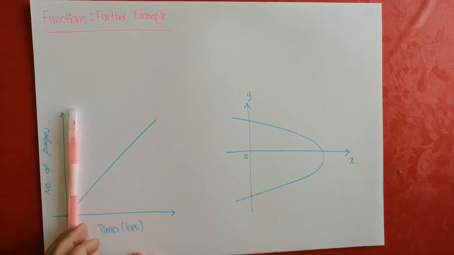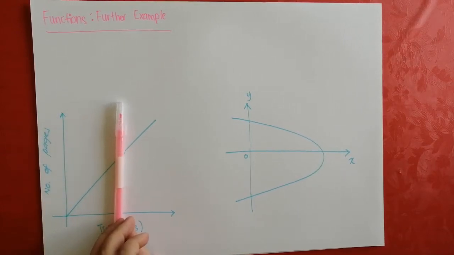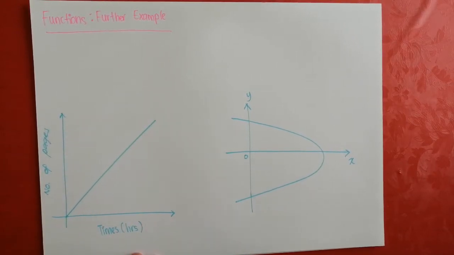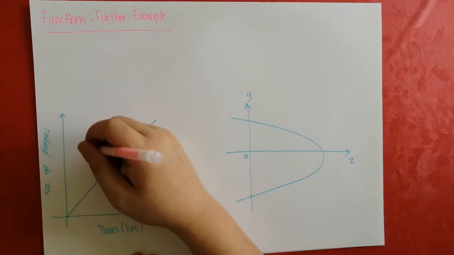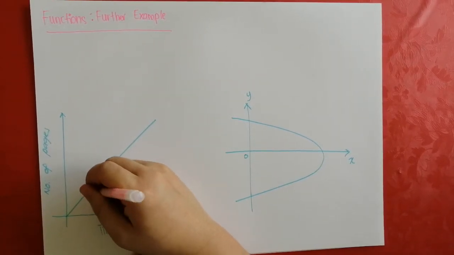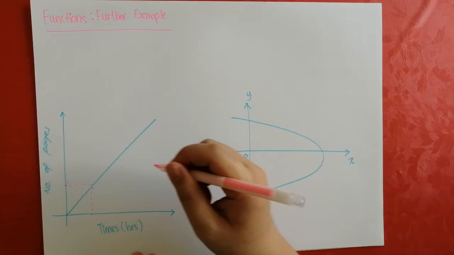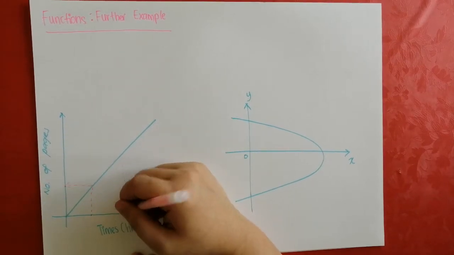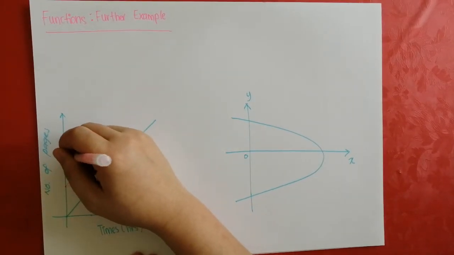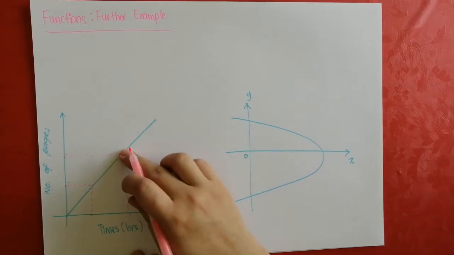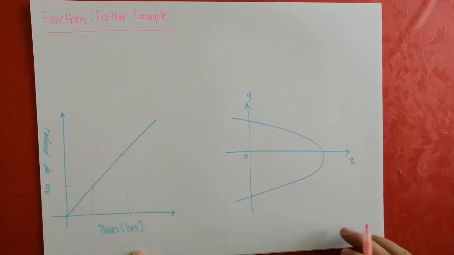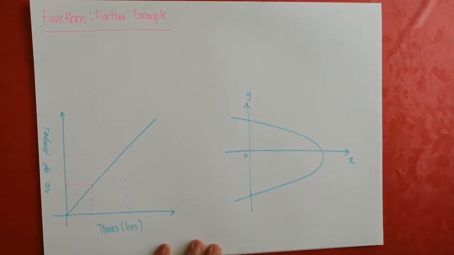In this first graph here, this is a function, because every time you draw a vertical line, you only have one intersection, one value, or one outcome. So one object, one image, one object, one image.